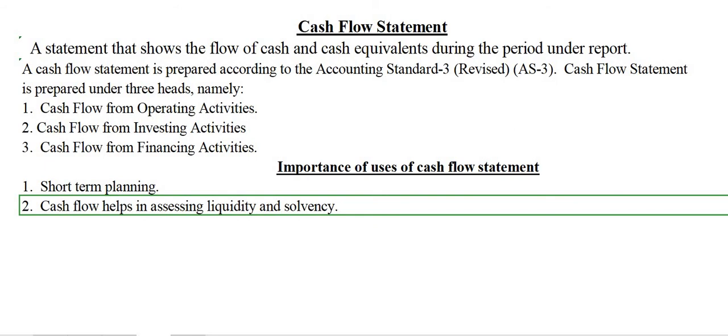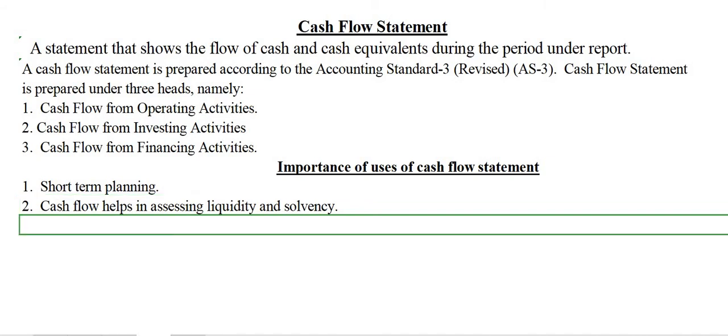Next, cash flow helps in assessing liquidity and solvency. It will help us understand our liquidity position. We have studied liquidity ratios in the last class. For example, what is the total amount of current assets, what is the total amount of current liabilities, and what changes happened to them. That helps to study the liquidity position of the business, as well as solvency, the strength to continue the business or the capacity of the business to repay its obligations.